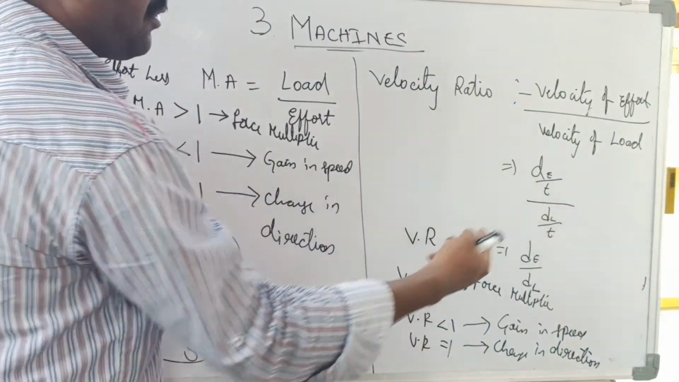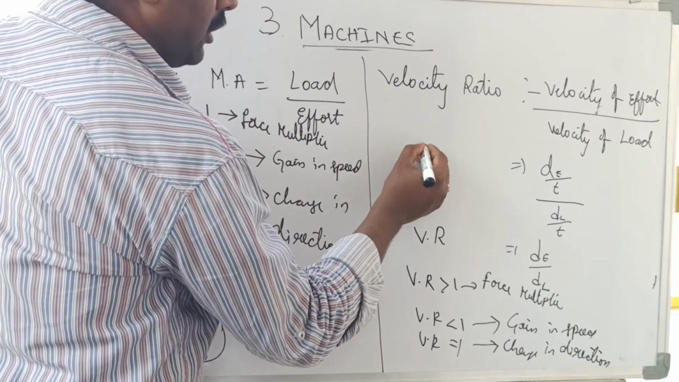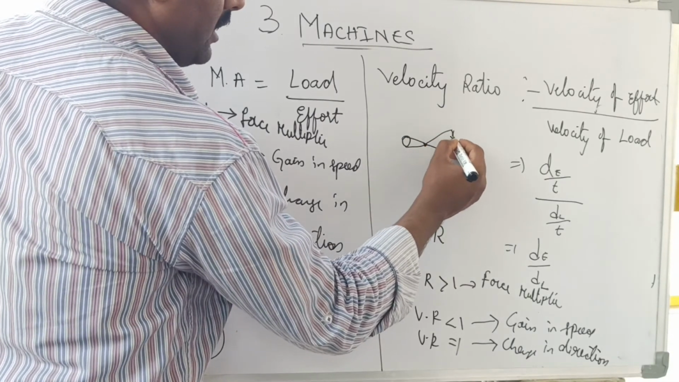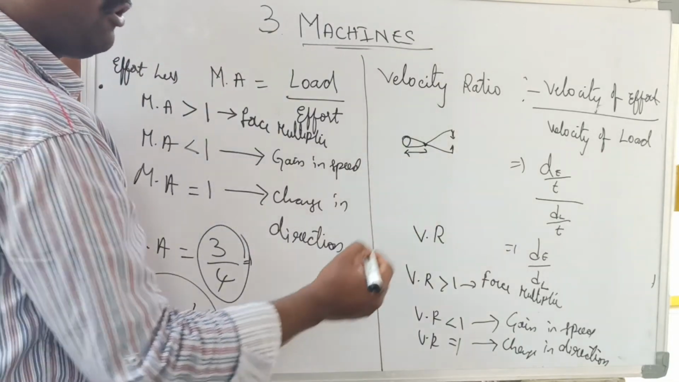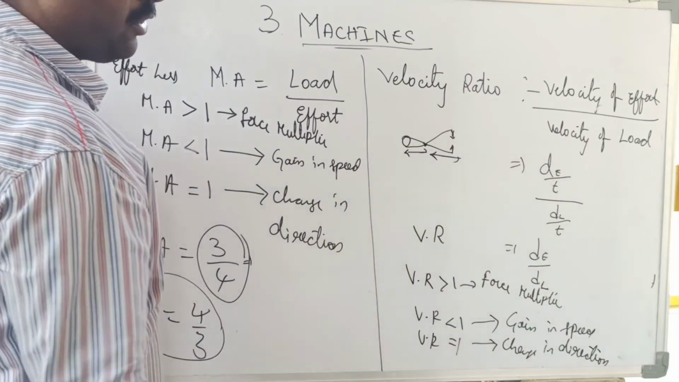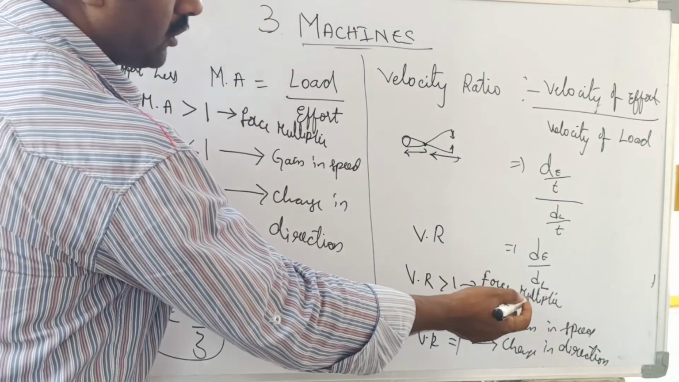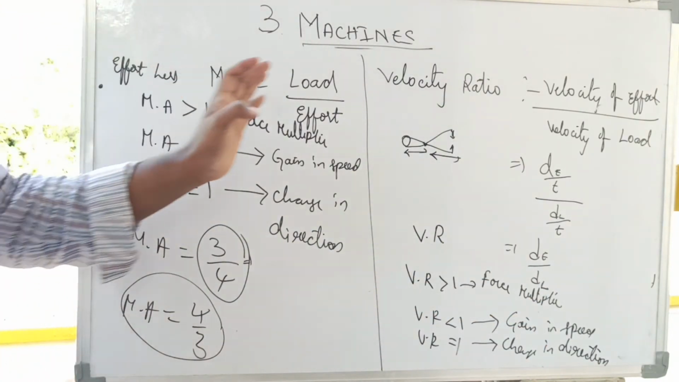So what is the distance of effort and distance of the load? Suppose this is the fixed point, and we are going to keep a load here. You are applying a force here, that means the effort. This is called the distance of the load, and this is called the distance of the effort. By using the distance of the load and distance of the effort, we can find the velocity ratio, and we can say whether it is a force multiplier, gain in speed or change in direction. So in this way we can say.